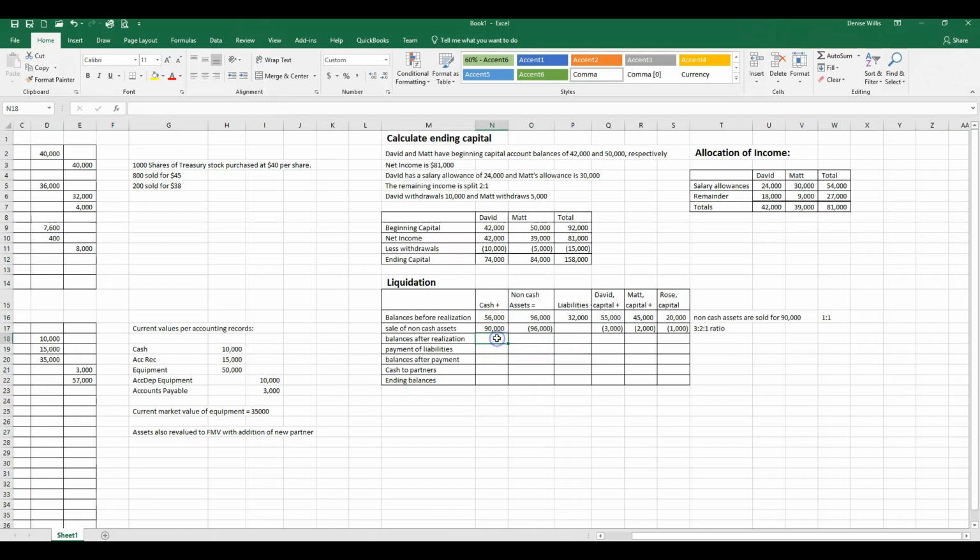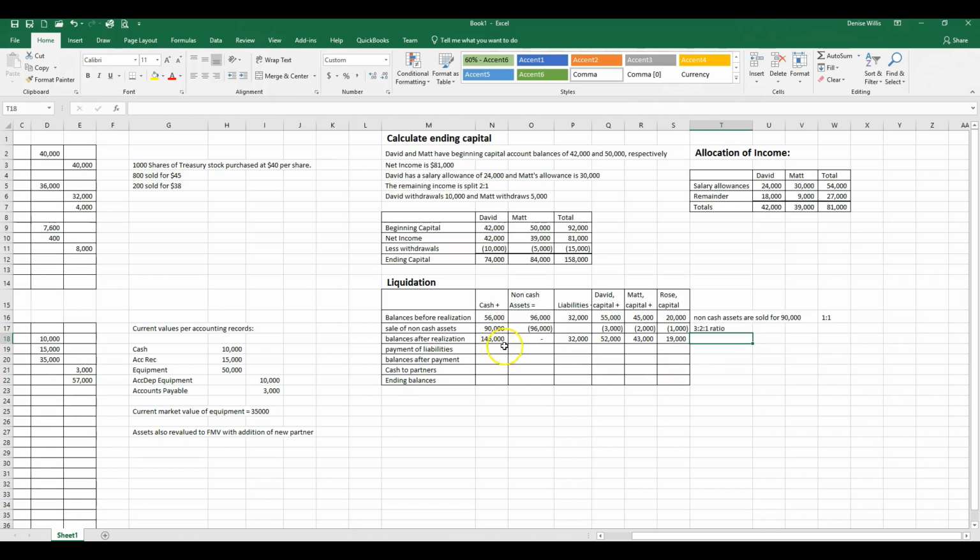Okay, after this realization, let's see what happens. We're going to add up our cash at this point. Okay, so we have cash of 146. This is now 0. Liabilities have not changed. David's capital has gone down by 3,000, so it is now 52,000. Matt's capital has gone down to 43,000. And Rose's capital has gone down to 19,000. Okay, and let's just do a quick math check and make sure we haven't messed anything up. So this side of the equation is still 146. It is in balance. Cash is 146.